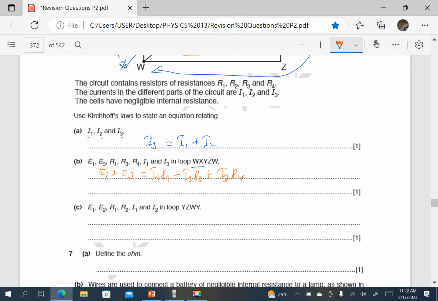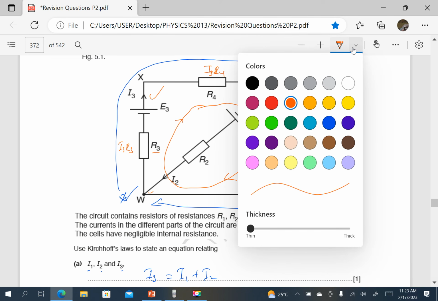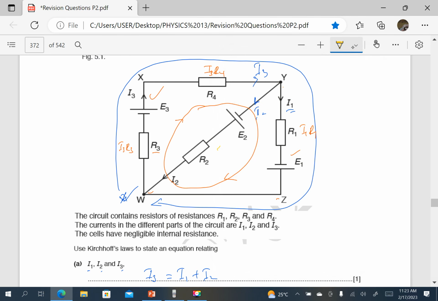Then we are looking at E1, E2, R1, R2, I1, and I2 in the loop Y, Z, W, back to Y. Let's look for that: Y, Z, W, back to Y. For the loop we are talking about, I'll use a different color. It is just this loop here.